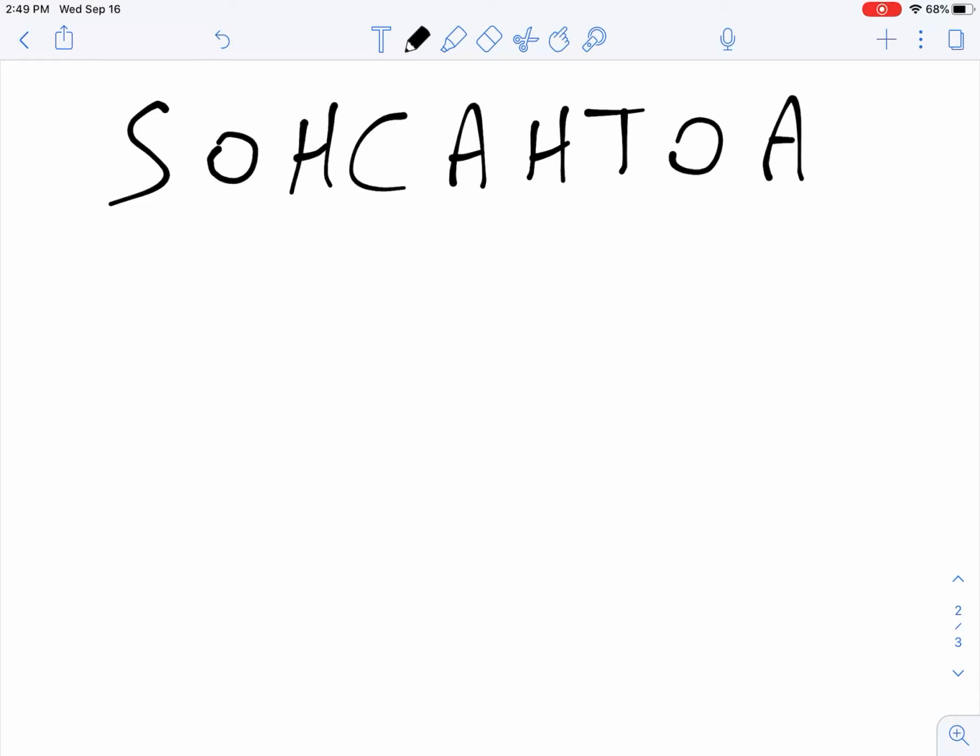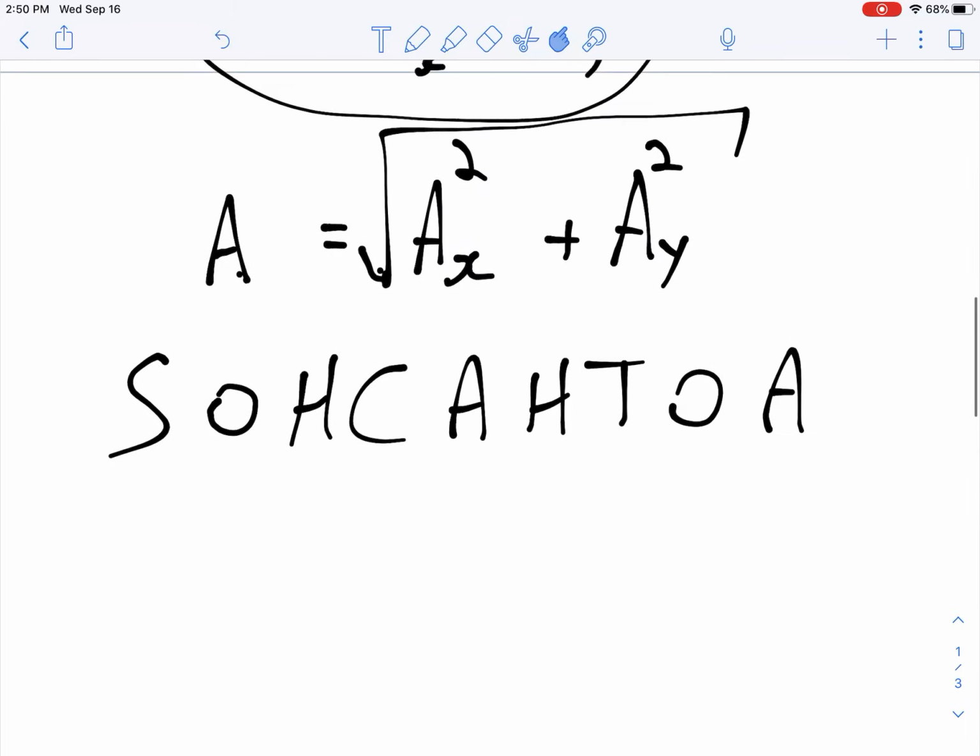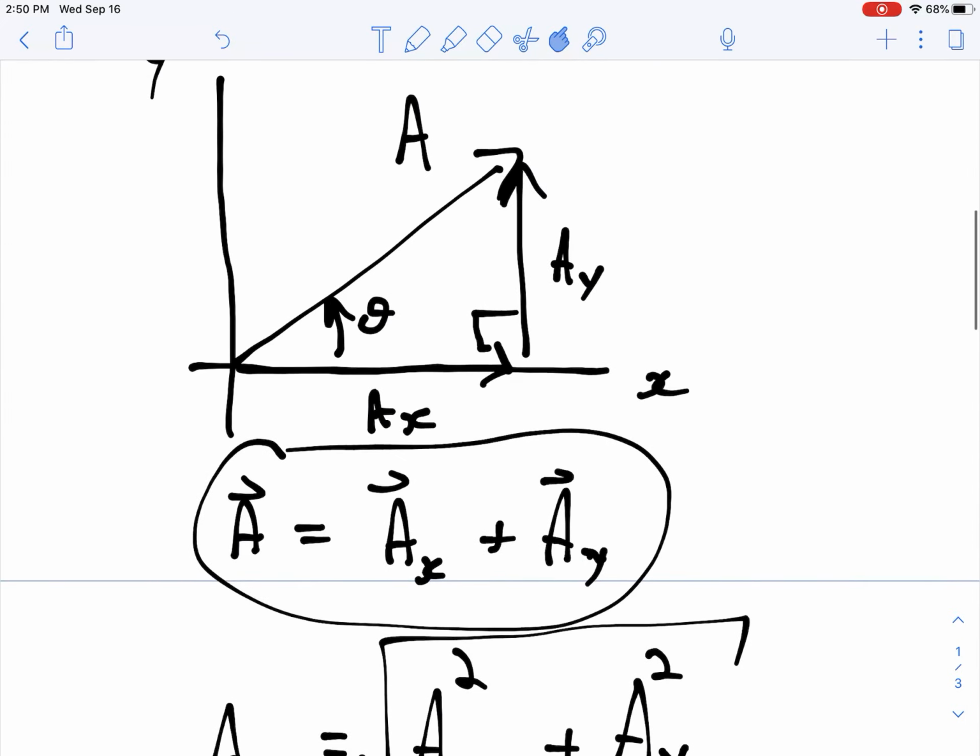Our good old right angle triangle friend SOHCAHTOA, which stands for some old hag carries a huge tub of ale. Kidding. Sine is opposite over hypotenuse, cosine is adjacent over hypotenuse, tangent is opposite over adjacent. So, how does this work for us now? Well, if I want to, I could look at this vector right here.